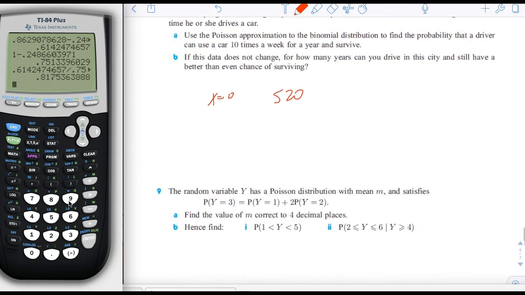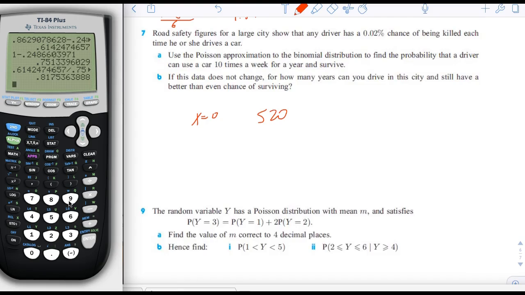Okay, number 7. Road safety figures for a large city show that any driver has a 0.02% chance of being killed each time he or she drives a car. Use the Poisson approximation to the binomial distribution to find the probability that a driver can use a car 10 times a week for a year and survive. Okay, so what do they mean by the Poisson approximation to the binomial distribution?